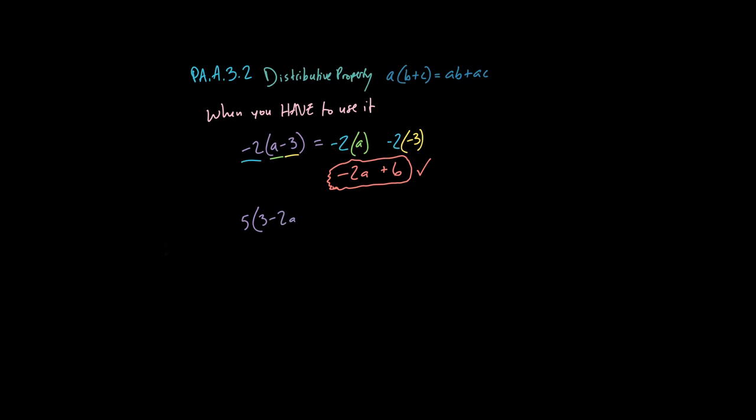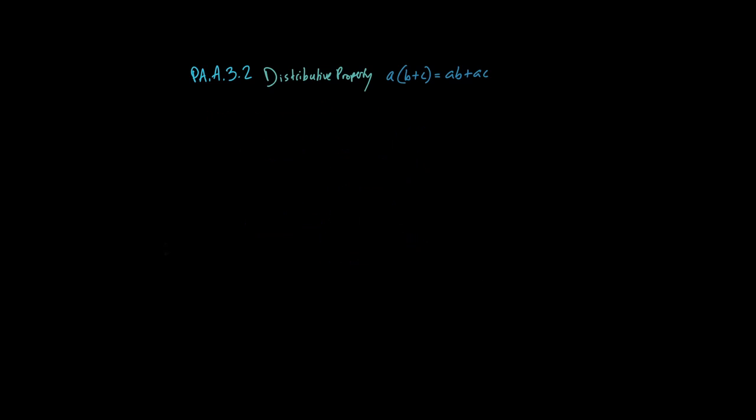We'll do another one where you have to use it. 5 times 3 minus 2a. It doesn't have to be the letter a. It's just what I want to pick right now. So you got 5 out front, and then times the first thing is 3, and then 5 times the second thing, which is negative 2a. The first one is 15. The second thing is 5 times negative 2 is negative 10. Put the a, and you're done. That's the time where you have to use it.